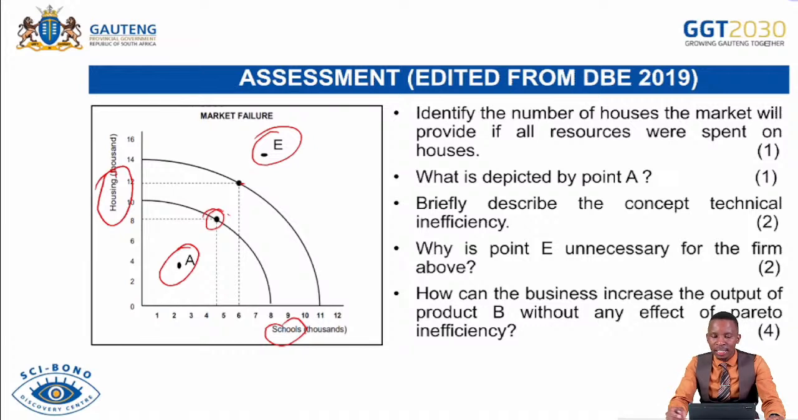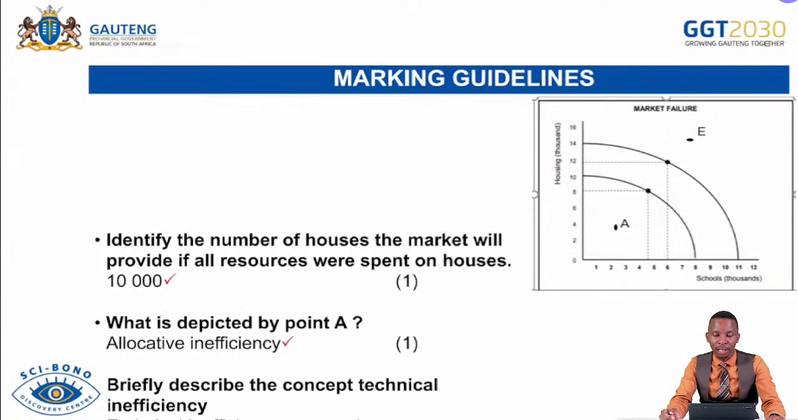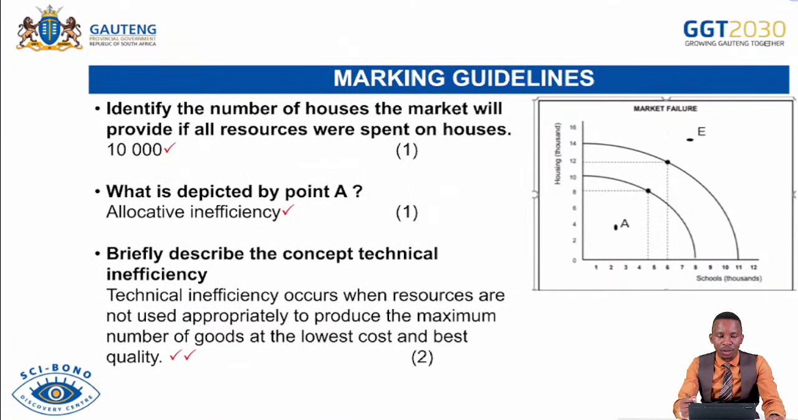Why is the point E unnecessary for the firm above, this point outside the PPC? And then, how can the business increase the output of product B without any effect on the Pareto inefficiency? And then let's see the possible responses on this. So, the number of houses the market will provide if all resources were spent on houses will be 10,000. There we go. That is 10 in terms of thousands.